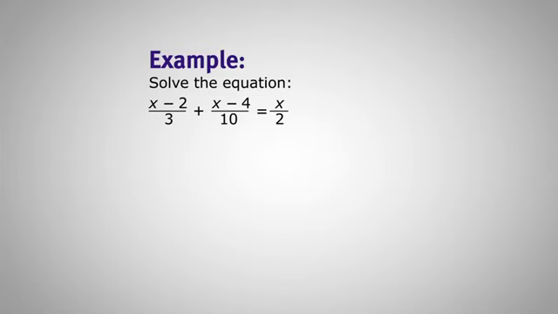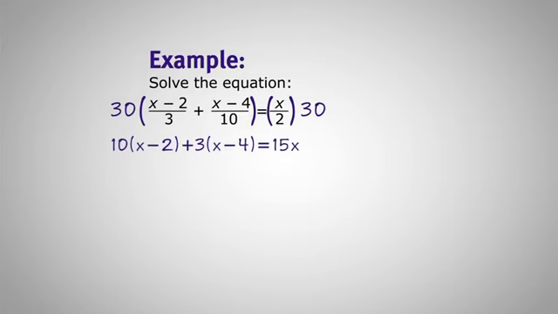What is the lowest common multiple between 3, 10, and 2? Lowest common multiple is going to be 30. So we're going to multiply both sides of the equations by 30. When you multiply the 30 by both of the terms on the left-hand side, we end up with 10 times the quantity x minus 2 plus 3 times the quantity of x minus 4. Multiply it to the right side as well, and we end up with 15x on the right side of the equal sign. Now let's go ahead and distribute the 10 and the 3 on the left-hand side.